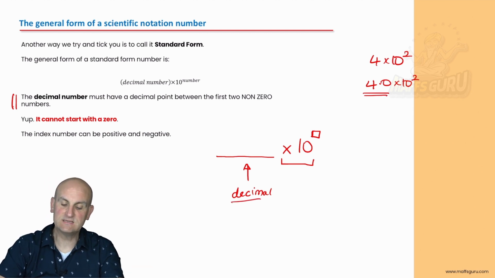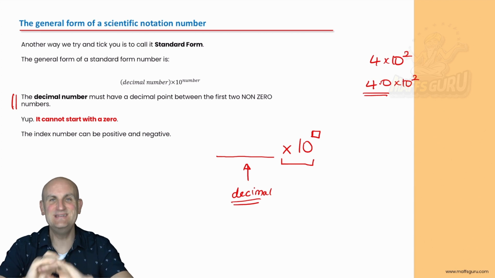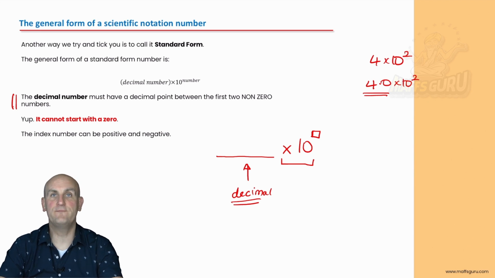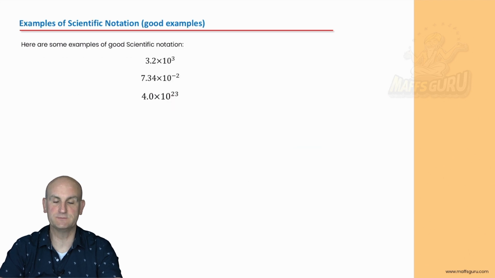So this decimal number here can never start with a 0. Right? It can never start with a 0. We would always put, as I say here, a decimal point between our first 2 non-zero numbers. And I'm going to explain what that means now with some examples.